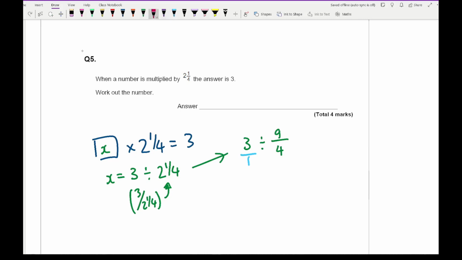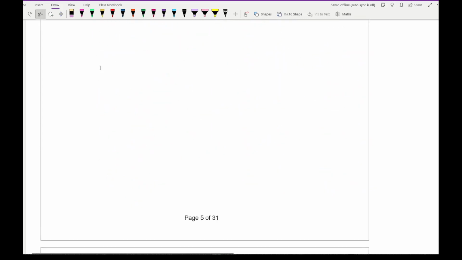And then from this, I can convert this into a multiplication. So I flip the second fraction, so I've got 3 over 1, 4 over 9, and that turns to a times. And so I've got 3 times 4, which is 12, over 9, which simplifies to give me 4 over 3, so it's 4/3, and there is my final answer.